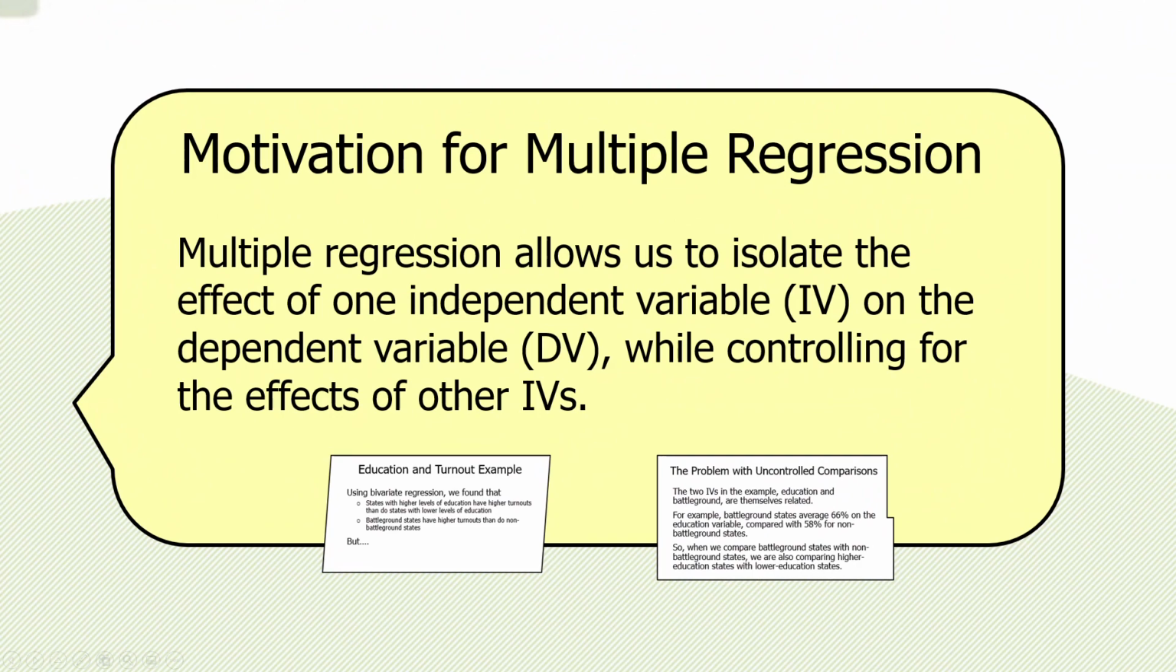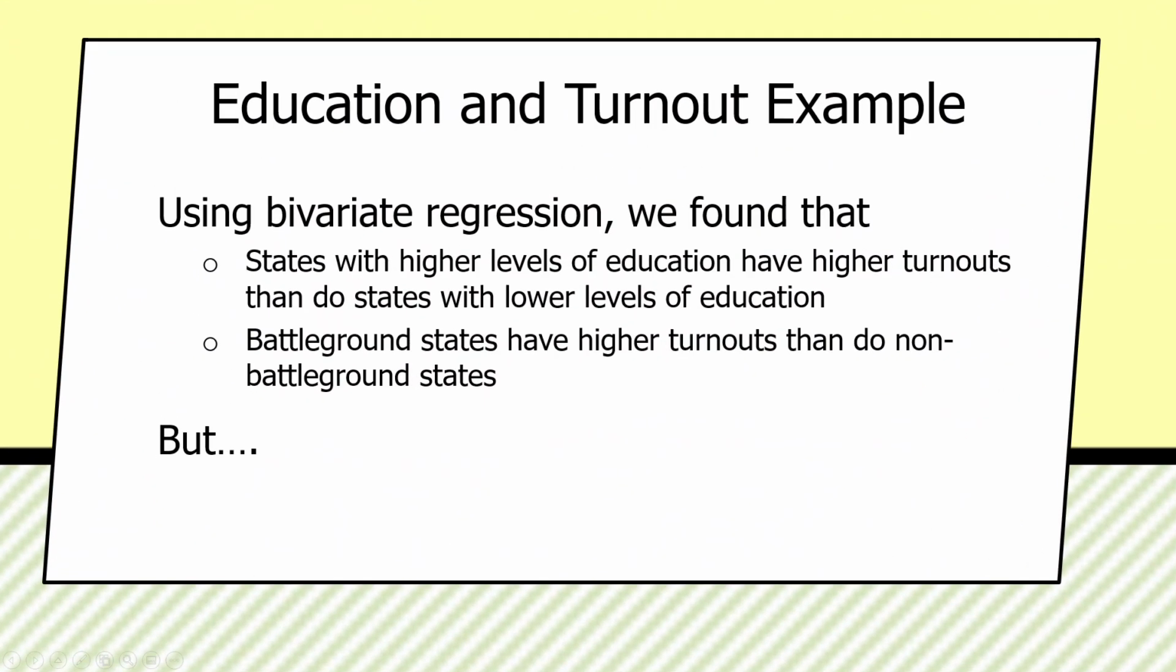Just to review, in this chapter, when we used bivariate regression, we found the following. States with higher levels of education have higher turnouts than do states with lower levels of education. Another separate bivariate regression produced the following result. Battleground states have higher turnouts than do non-battleground states. But now here's the problem that multiple regression can address.